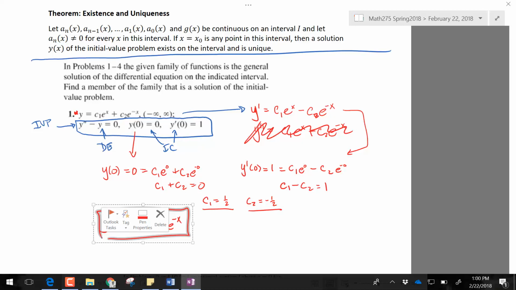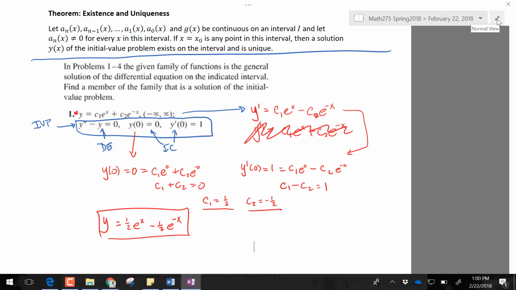Okay? Because of the theorem, the idea is that if you try to come up with another solution that you think might be right, it's not going to work. So there's no other solutions that would work for this. Yes, initial value problem. Okay. All right. So that's our warm up.